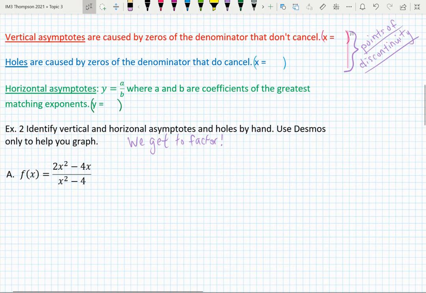So problem A, f of x is equal to 2x squared minus 4x, all divided by x squared minus 4. So I'm going to factor the top and I'm going to factor the bottom. The first step in factoring is to always take out the greatest common factor. So when I start working on the top here, I can rewrite that by taking out a 2. They both have a 2 in common. They both have an x in common.